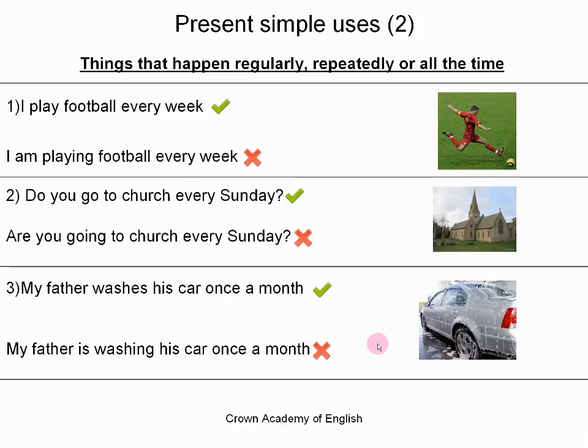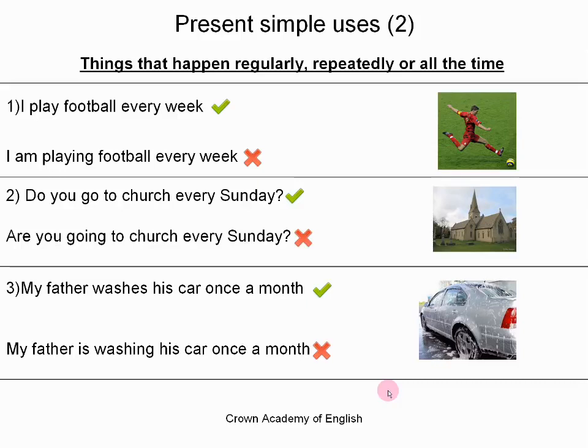So on the previous slide we had expressing facts and permanent situations, and on this slide we are looking at things that happen regularly, repeatedly. So I would say those two uses are probably 95, maybe more, 95% of the times that we use the present simple. The next slide is another example, but these are less common, I suppose.